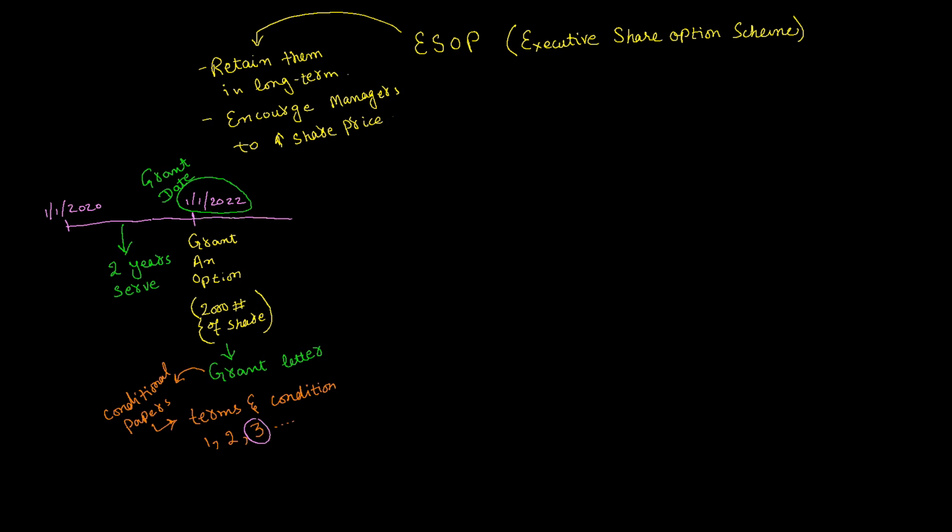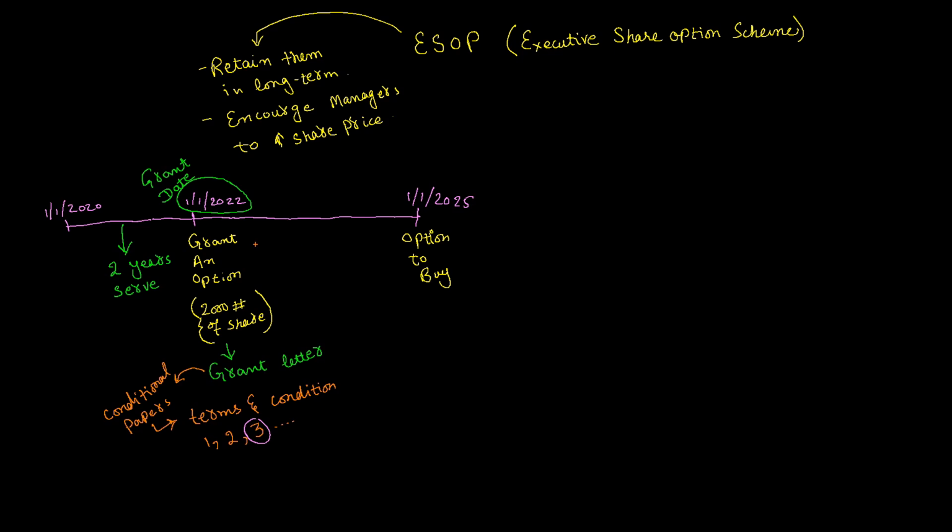Now, after 3 years, that will be 1-1-2025. After these 3 years, the employer will give the employee an option to buy those shares, whichever is committed between both of them, but only if he continues to serve for 3 more years or whatever the period is decided between the employee and employer of the company.